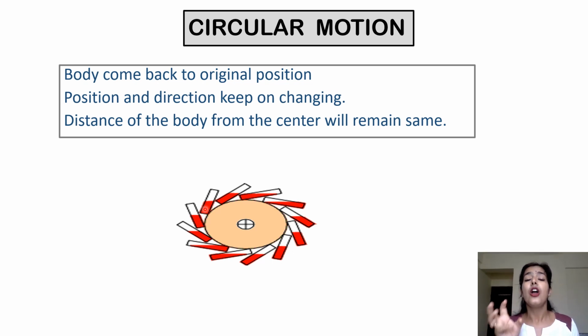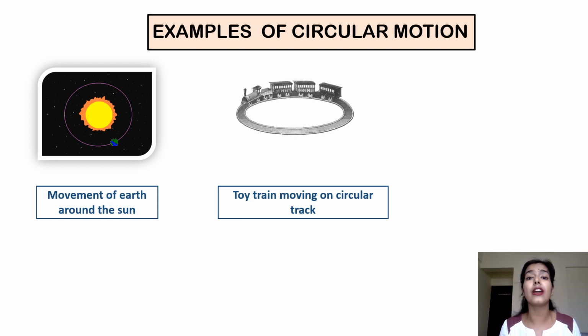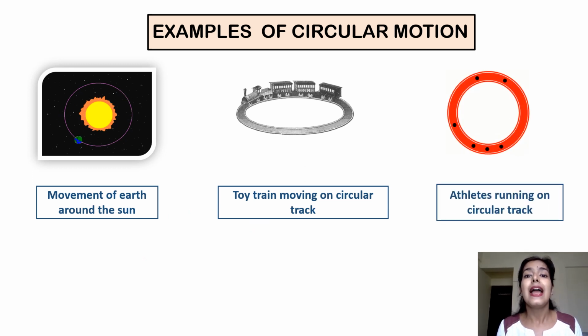In rotation, the whole body is not changing its position, but in circular motion, the whole body is changing its position. Now we will discuss a few examples here: the movement of earth around the sun is also a circular motion. Movement of a train on a toy track. A toy train moves on a circular track, that is also a kind of circular motion. As I discussed, athletes moving around a circular track, circular path, that is also a type of circular motion.